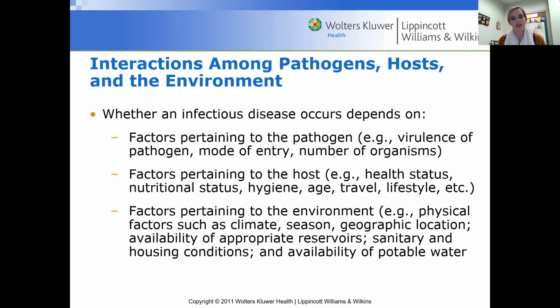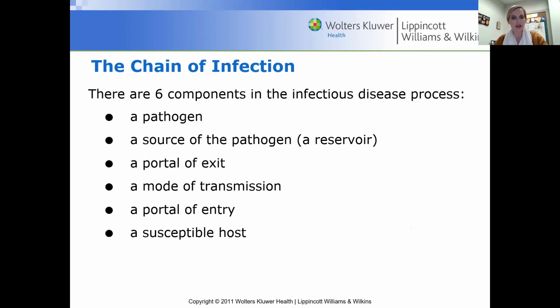Sanitary and housing conditions and availability of potable water. So we have fresh water that's not filled with bacteria and different pathogens. So all these things, these three things I mentioned: factors pertaining to the pathogen, factors pertaining to the host, and the environment are all going to come into play on whether or not an infectious disease can actually occur. So there's 6 components in what's called the chain of infection. And the idea is hopefully this chain of infection breaks so that it doesn't spread to another person. But all these things must happen in order for a disease to spread.